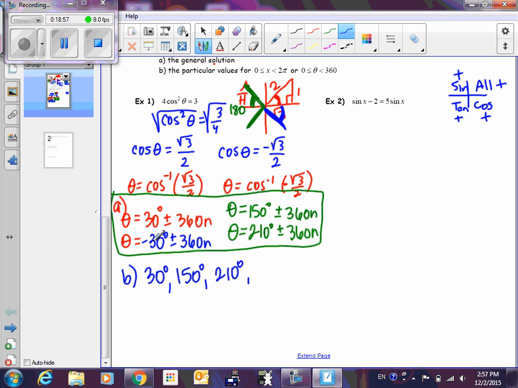Can I put negative 30 though? No. I got to add 360 to it, right? This is what we did before when we did this chapter. We got to add 360, so that would make 330. Okay, these are the answers that are just in the first quadrant.